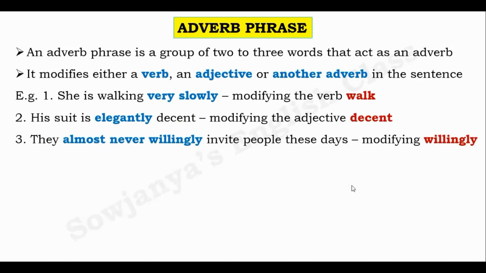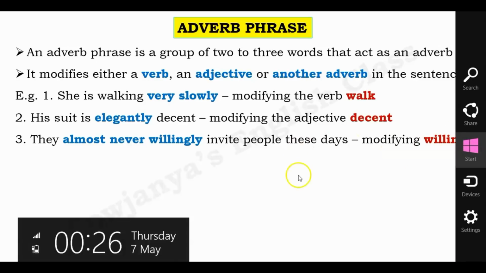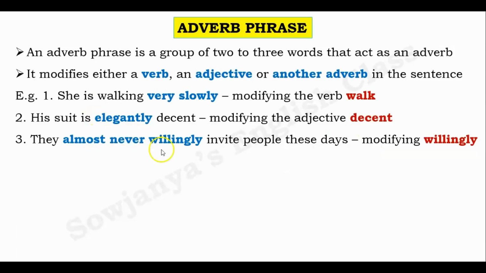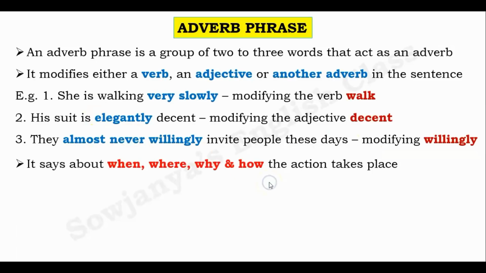They almost never willingly invite people these days. Because of these COVID-19 years, they almost never willingly, okay, modifying another adverb, willingly, in the sentence. Both these are adverbs only. Almost and never are also adverbs. It says about when, where, why and how the action takes place. Okay? Exactly like an adverb.